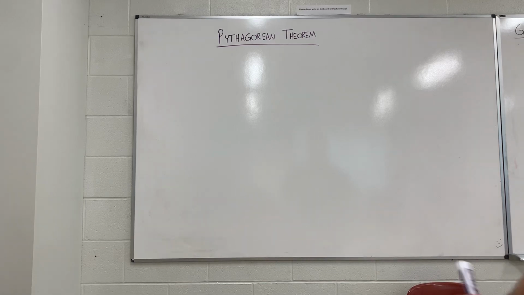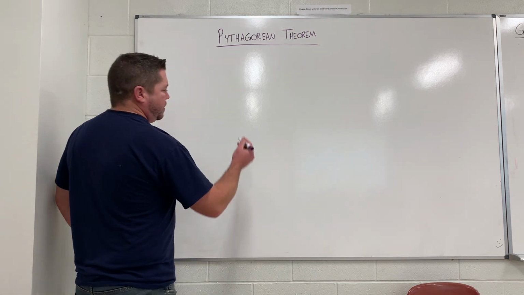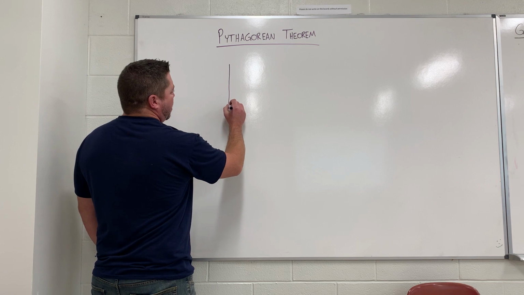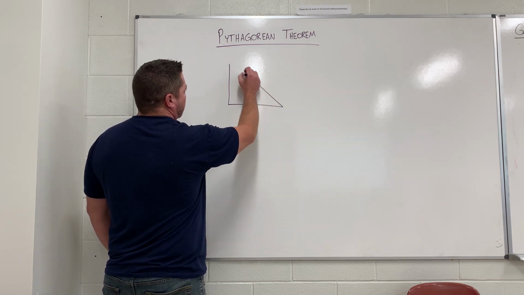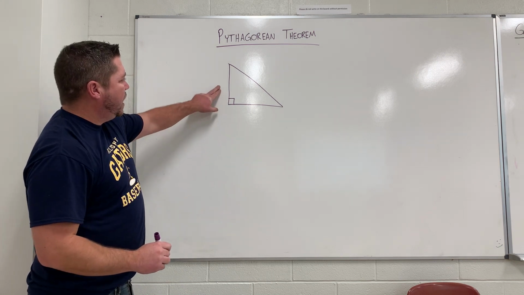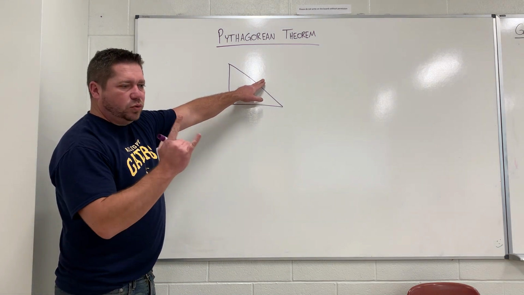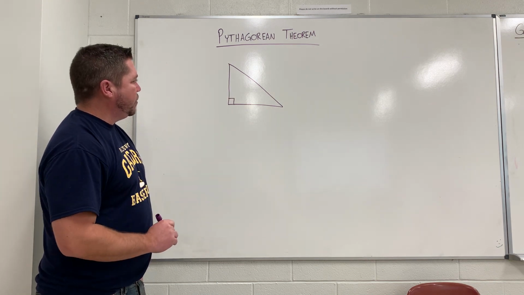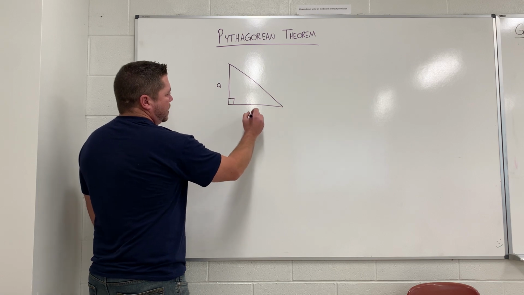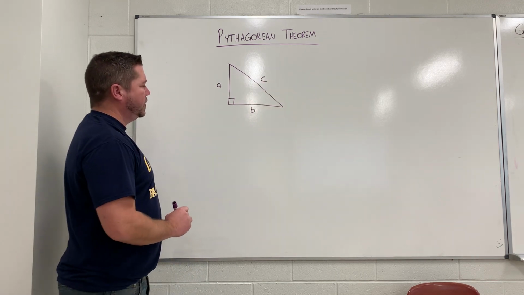All right, today we're going to talk about the Pythagorean Theorem. The Pythagorean Theorem is going to tell us that if we have a right triangle, and I know two of the three sides, either the legs or the hypotenuse, I can figure out the third side. So we're going to call one of our legs A, one of them B, and one of them C.